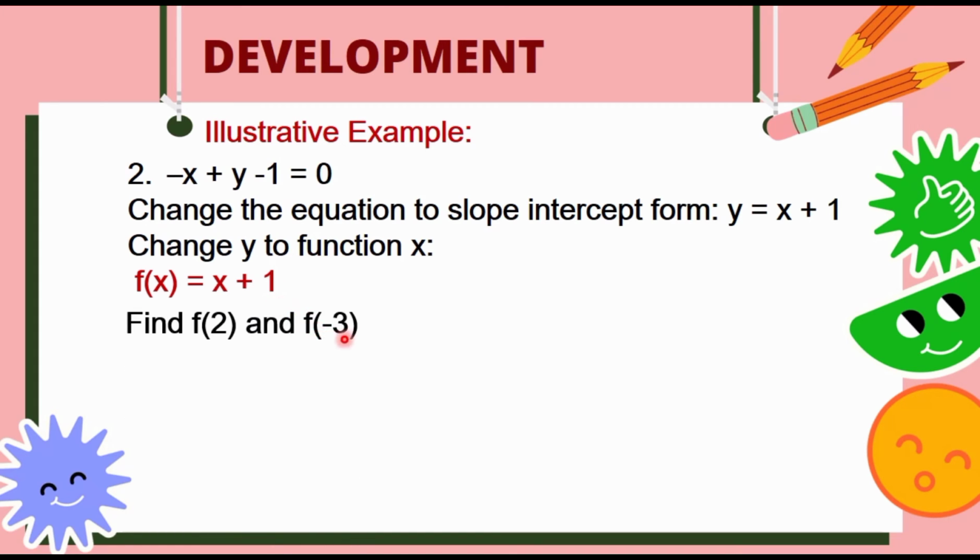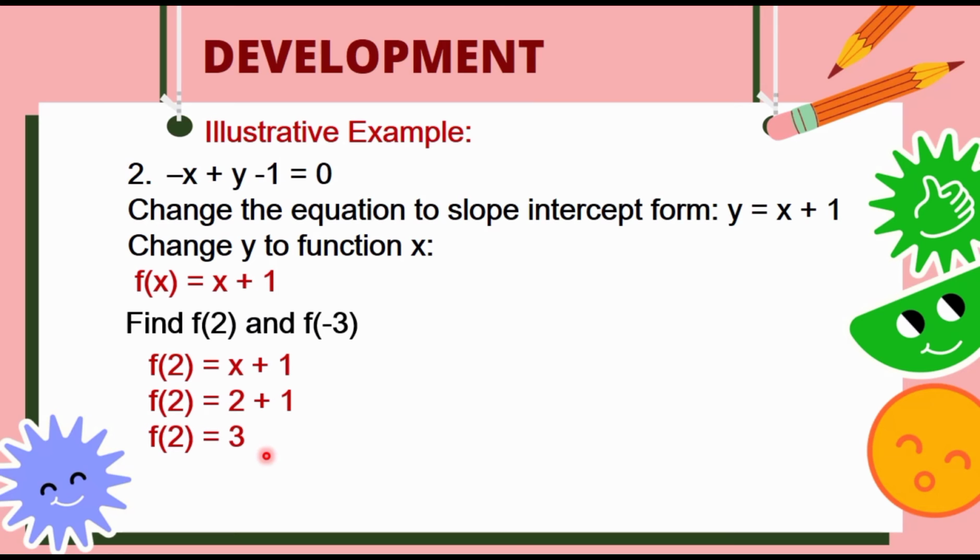So let us substitute the values of x, which is 2 and negative 3. We have f of 2 is equal to x plus 1, copy lang. And then let us substitute 2 to our variable x. We have 2 plus 1. And then let us perform the operation. 2 plus 1 is equal to 3. So therefore, f of 2 is equal to 3.